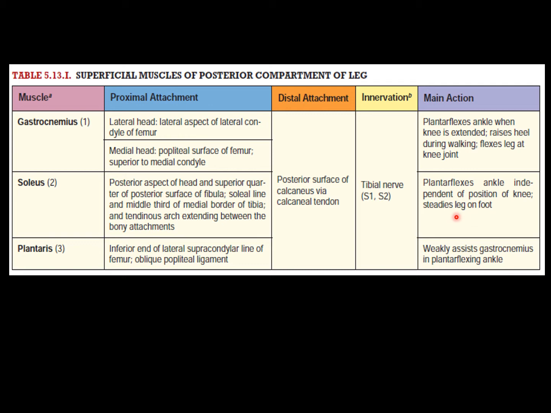So it is also known as an anti-gravity muscle. Soleus is also known as an anti-gravity muscle, and it helps us in the long standing position because of its multipinnate structure. So it is a type of multipinnate muscle.